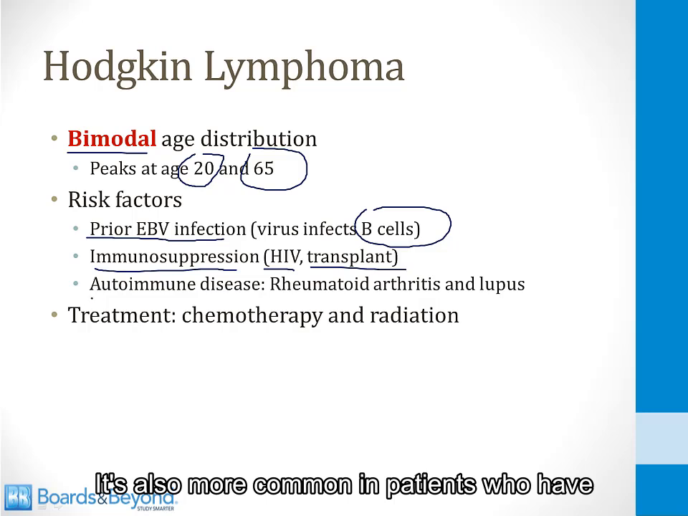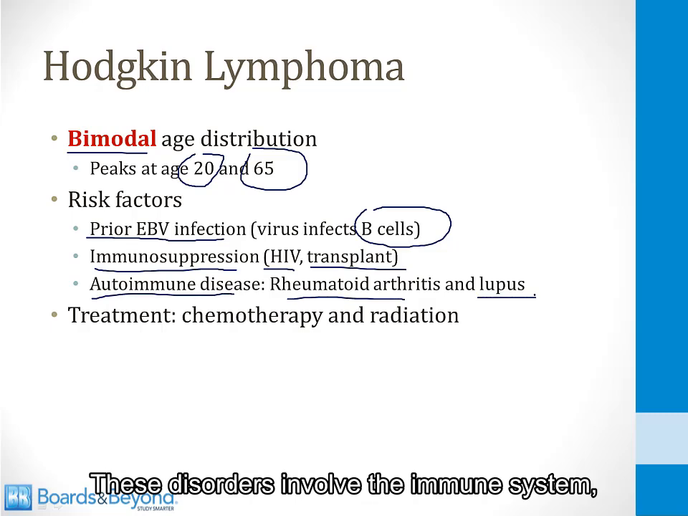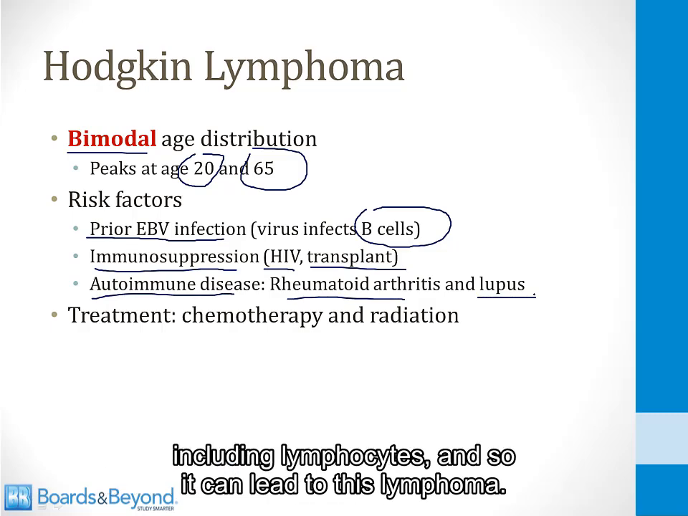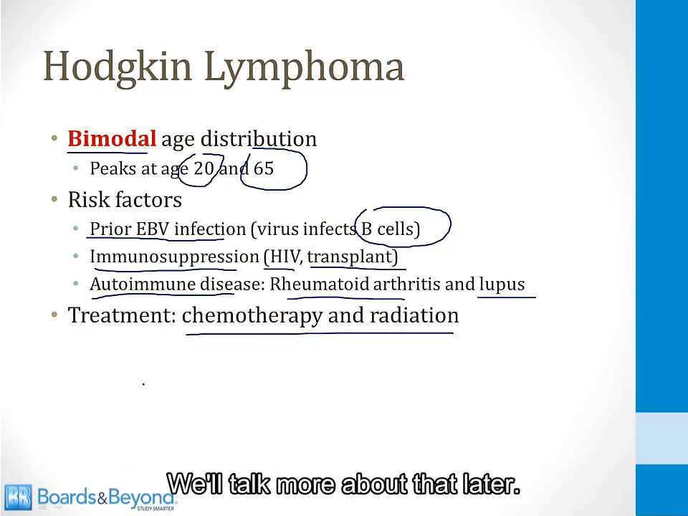It's also more common in patients who have autoimmune diseases like rheumatoid arthritis and lupus. These disorders involve the immune system, including lymphocytes, and so they can lead to this lymphoma, and it's treated with chemotherapy and radiation. We'll talk more about that later.